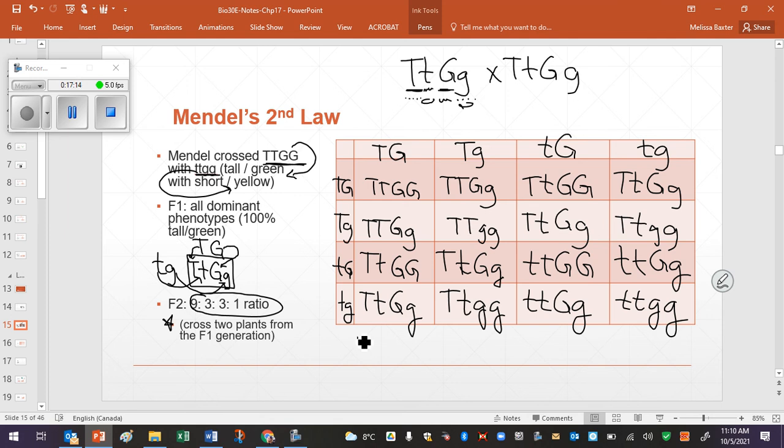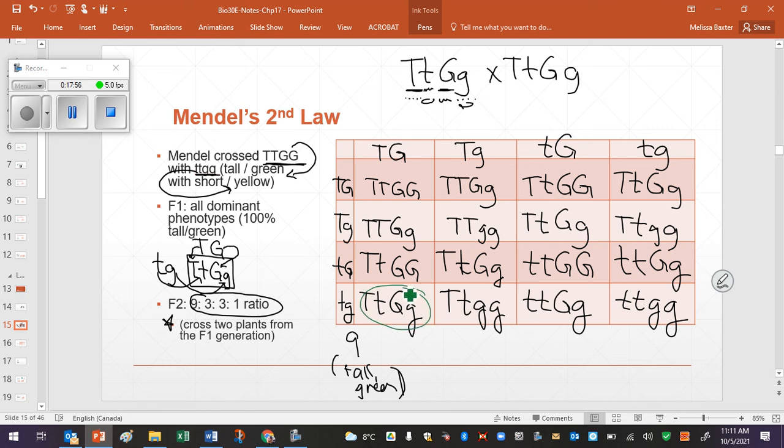The first number is the 9. The 9 represents organisms who have both dominant traits. So in this scenario, it would represent tall, green plants. So if I count in my Punnett square, and this is somewhere where I find color coding super helps me, I'm going to see if I can hopefully change my pen color here. But I'll often do this, especially when I have a bunch of things that I'm trying to sort through. I'm going to circle all the ones on my Punnett square that give me tall and green.